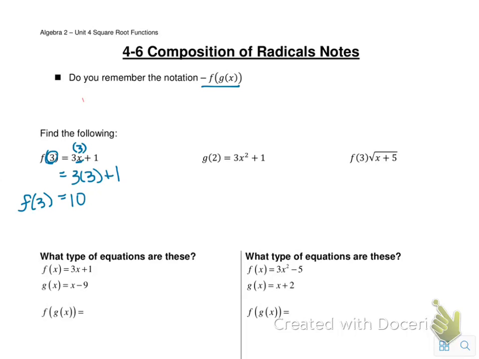And look at this next one. What's in the parentheses? A 2. So I'm going to do 3 times 2 squared plus 1. So that's 4, 12, 13. So g of 2 is 13.